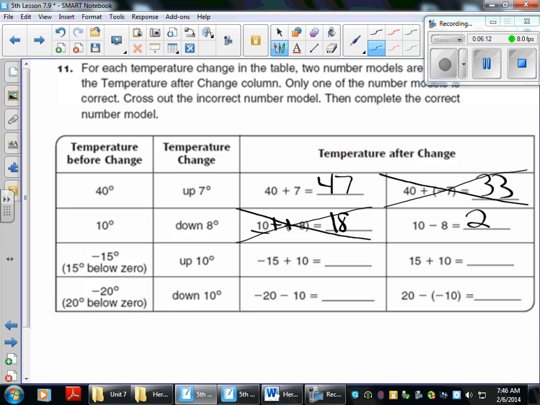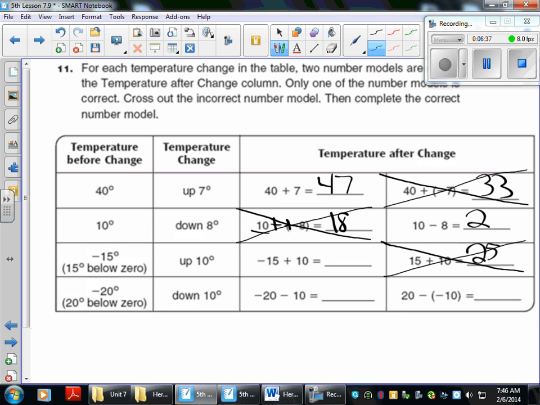Next one, 15 below 0 or negative 15, which it feels like it's been doing that a lot lately, and we go up 10 degrees. That one, so I have negative 15. This second one here, I have just a normal 15 degrees, which isn't part of the problem. So I know that's going to be wrong. This is 25 degrees. That can't be right because that's not even the numbers that we're working with. We're working with negative 15. So this first box is correct.